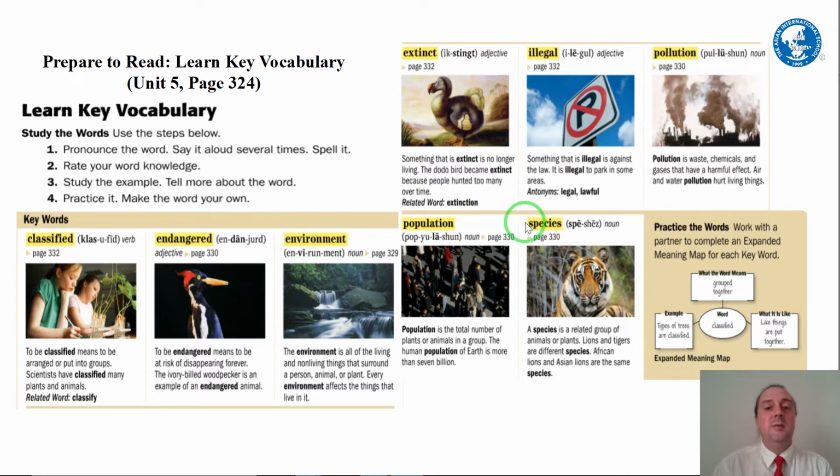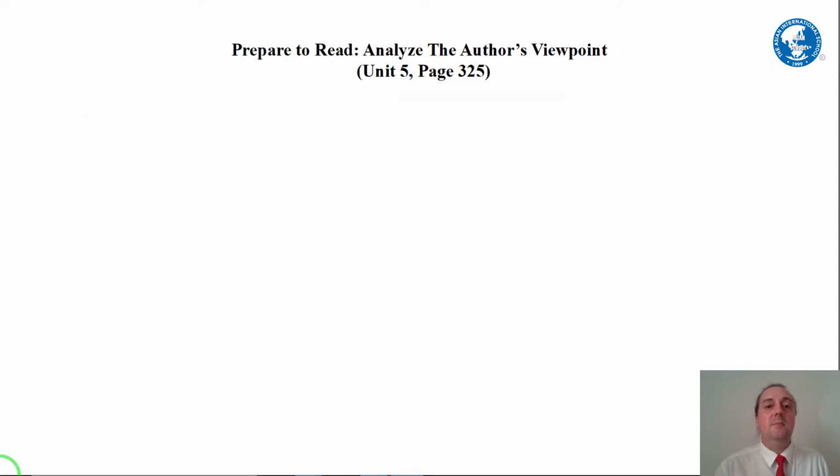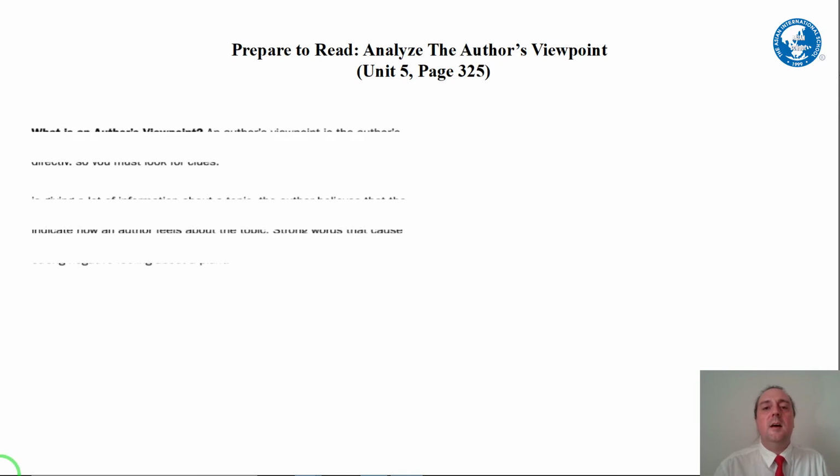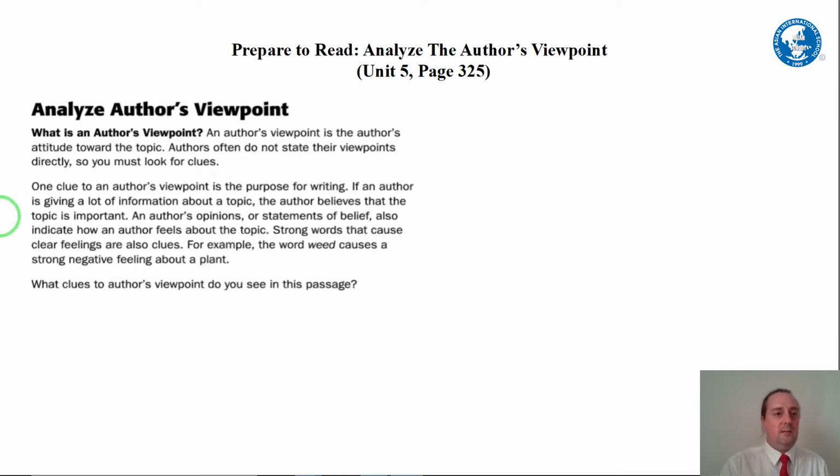Species. Okay, so now we've learned about the vocabulary. You can read the meanings on the page here, and also the pronunciation. Now, let's move on to understanding the author's viewpoint. Analyze the author's viewpoint. What is the author's viewpoint? It is the author's attitude towards the topic.